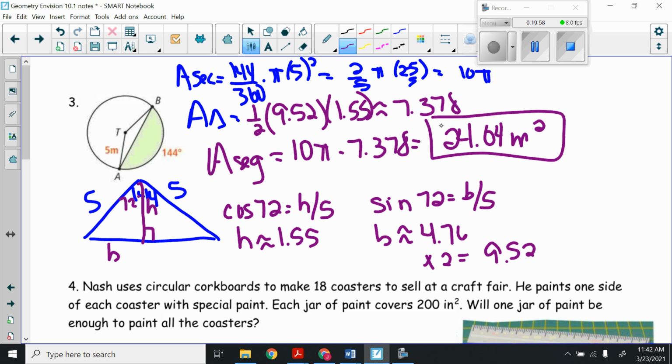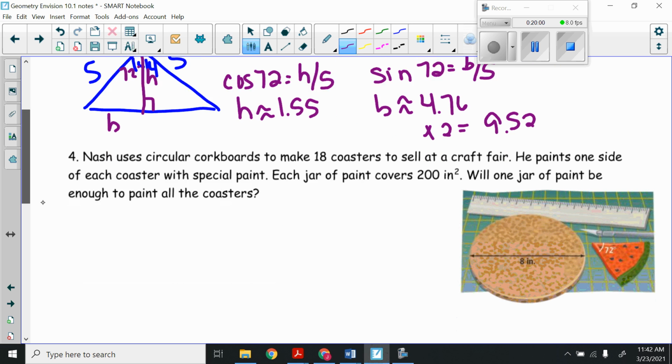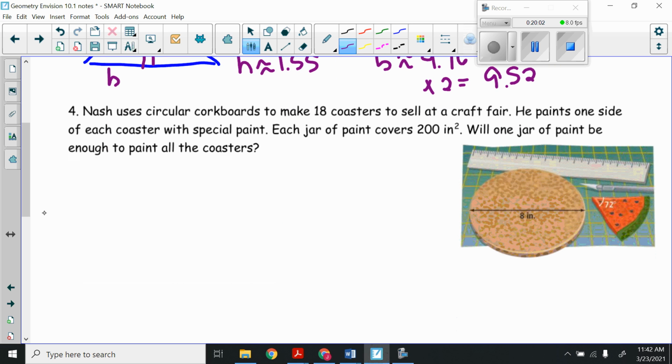Now let's look at some word problems. Nash uses circular corkboards to make 18 coasters to sell at a craft fair. He paints one side of each coaster with special paint. Each jar of paint covers 200 square inches. Will one jar of paint be enough to paint all the coasters?